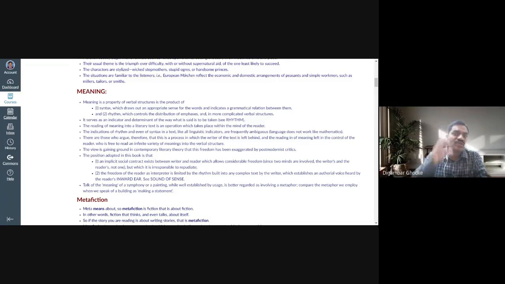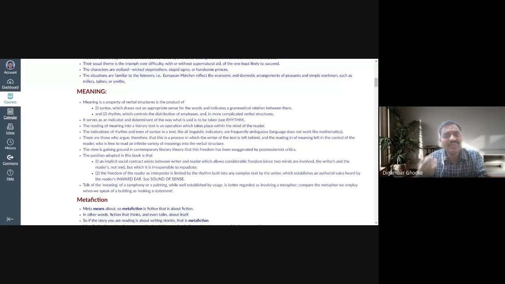And when we talk about rhythm and syntax in a text, which is indicated in syntax and in the rhythm, like all linguistic indicators, the indications of rhythm and syntax are frequently ambiguous because language does not work like mathematics. Okay, it is up to the interpretation, up to the understanding of the reader.